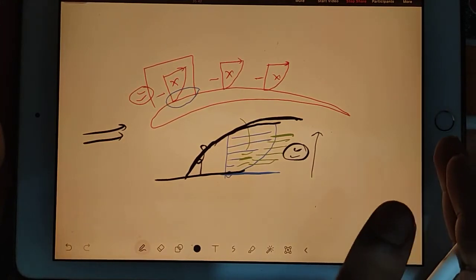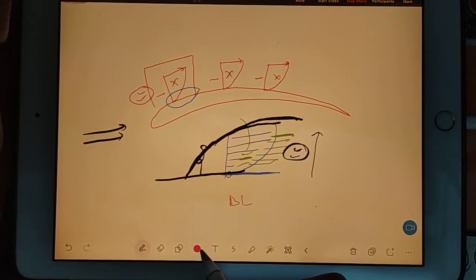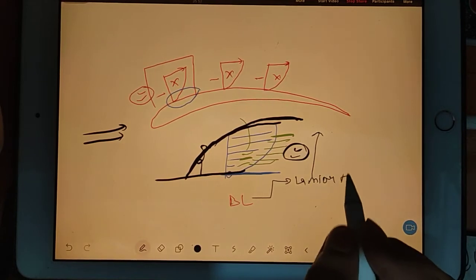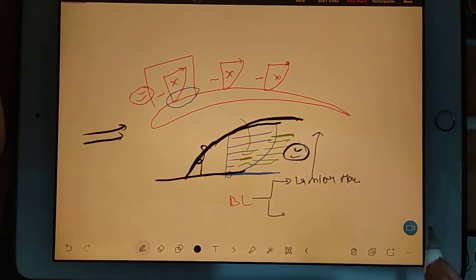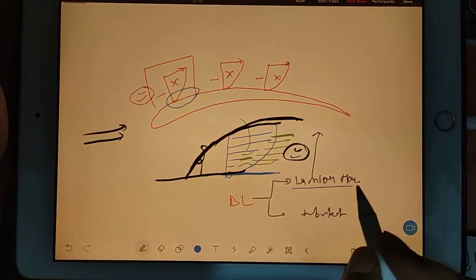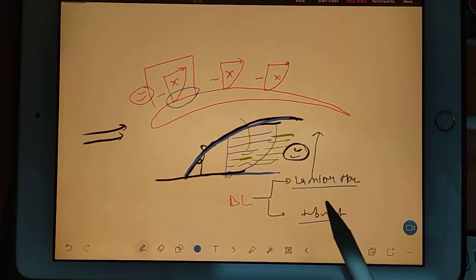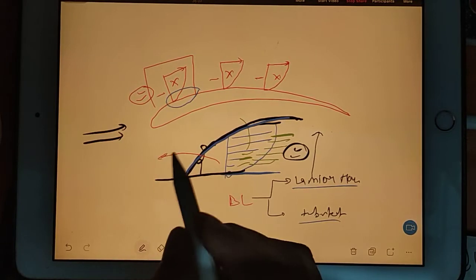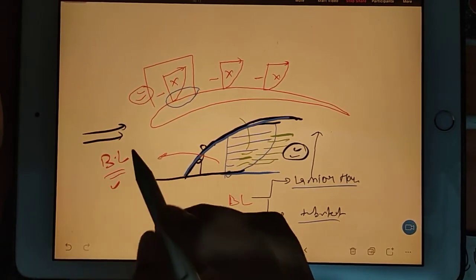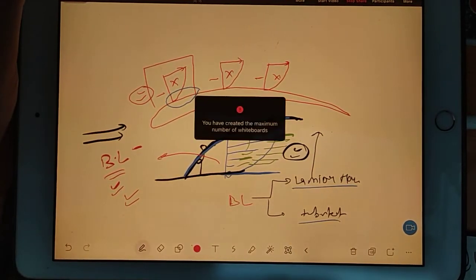Now you should know that we have two types of boundary layer. One boundary layer we draw for laminar flow, and one boundary layer we draw for turbulent flow. In laminar flow, your boundary layer will be of a different shape. In turbulent flow, it will be of a different shape. Actually, there are a few terms related to the boundary layer, for example boundary layer thickness, displacement thickness, momentum thickness, energy thickness. Those terms I will mention here.